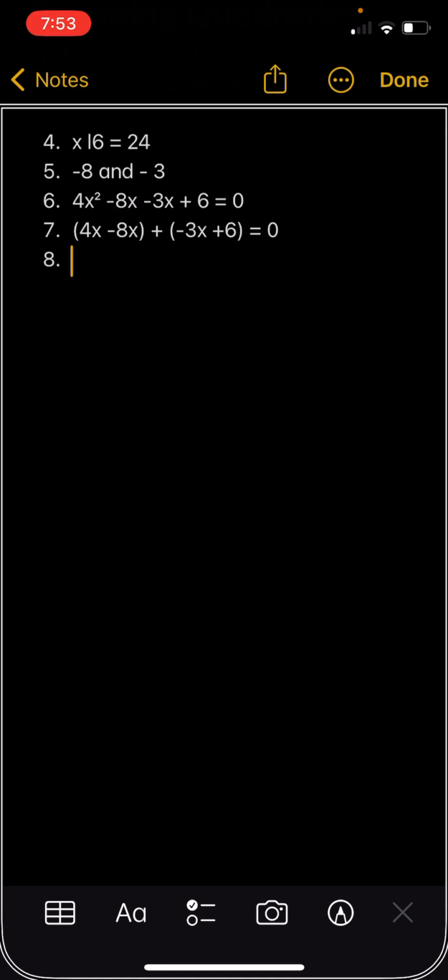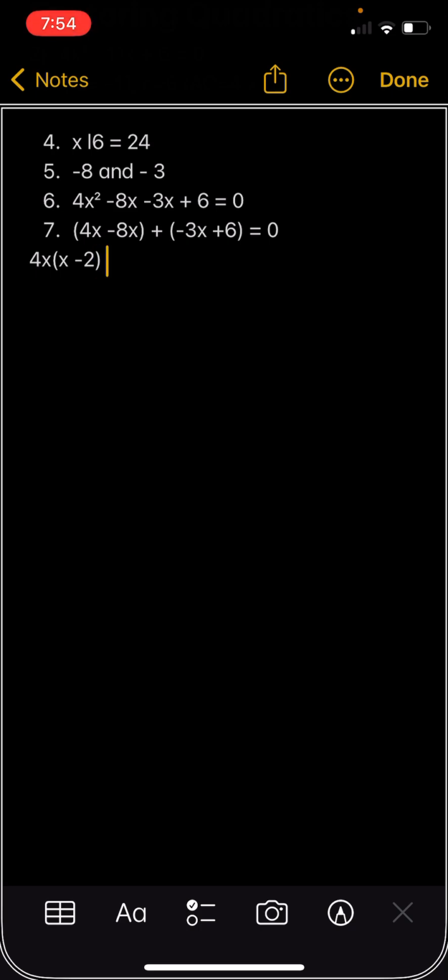Find the GCF of the first bracket. What would be the GCF of 4 and 8? That would be 4. So we can bring down 4 there. And the GCF between x squared and x will be x. So using the quotient rule, 4x into 4x squared will leave us an x. So we bring down that x there. And 4x into negative 8x will leave us negative 2.